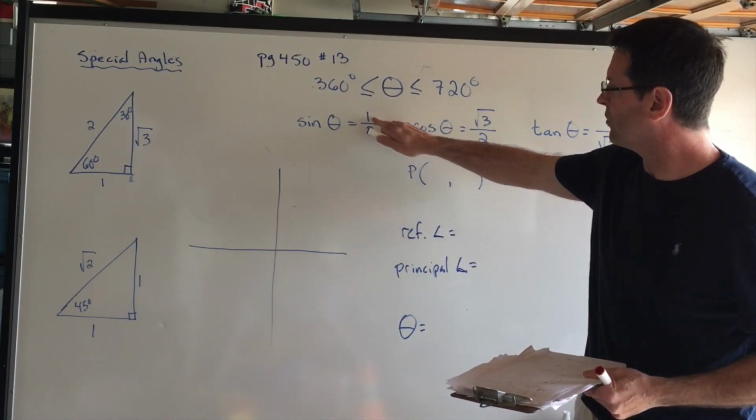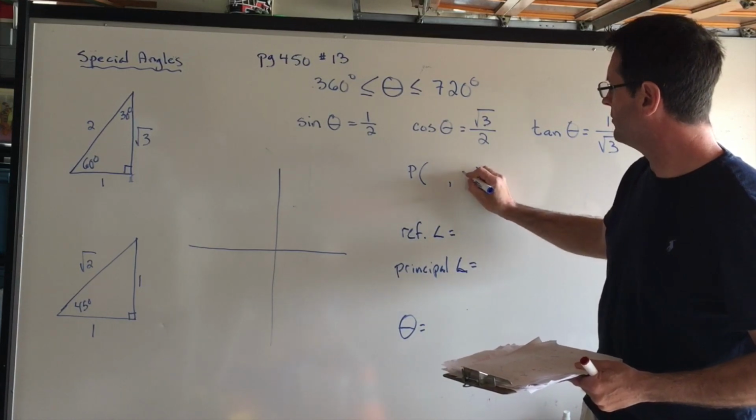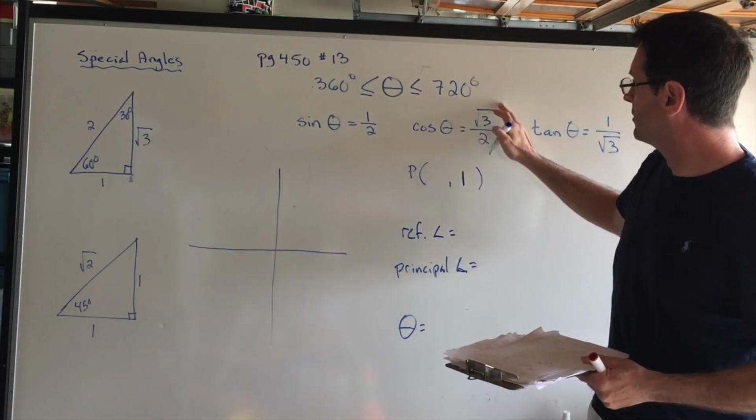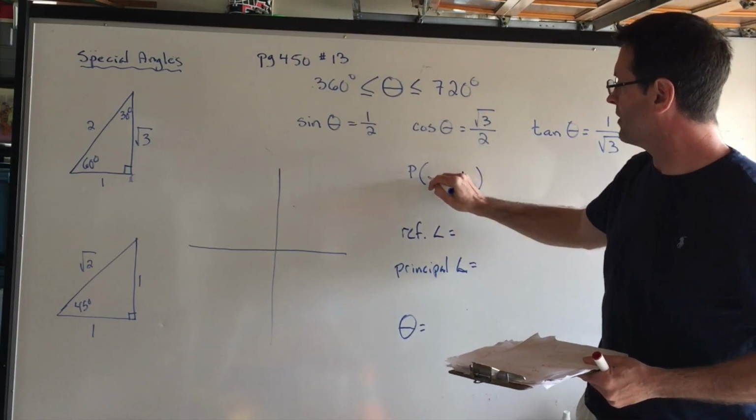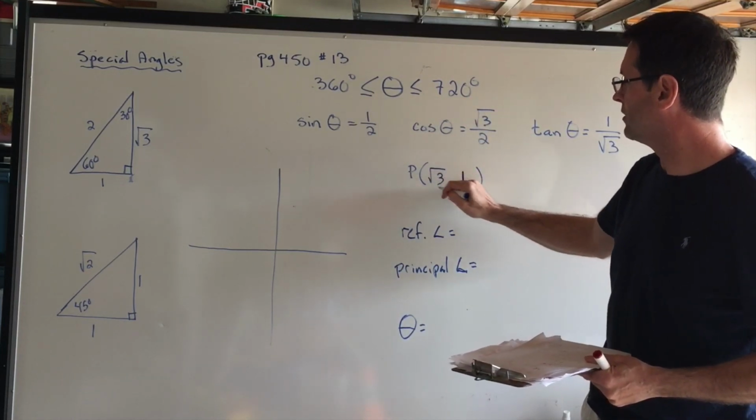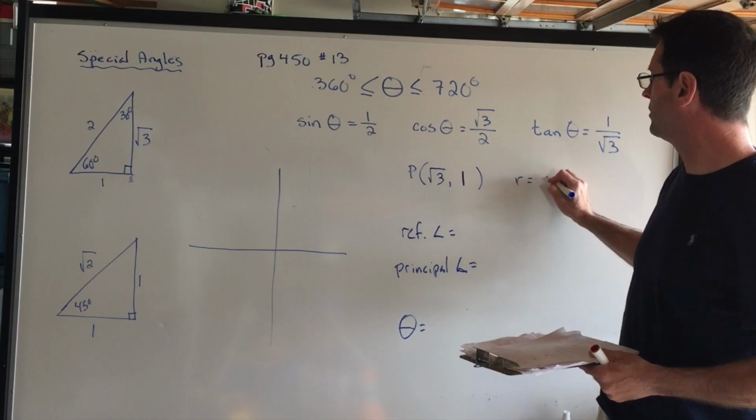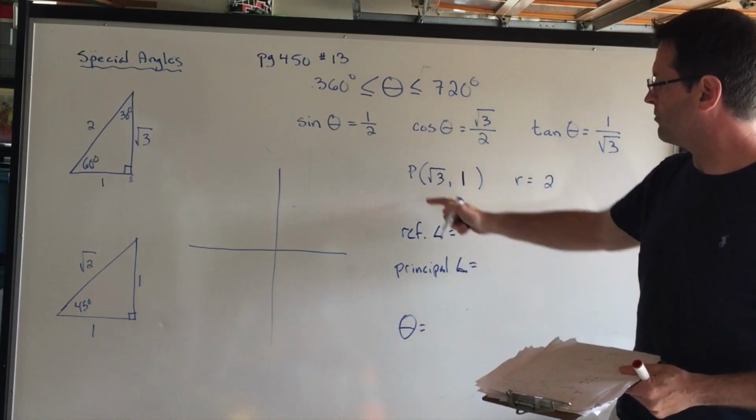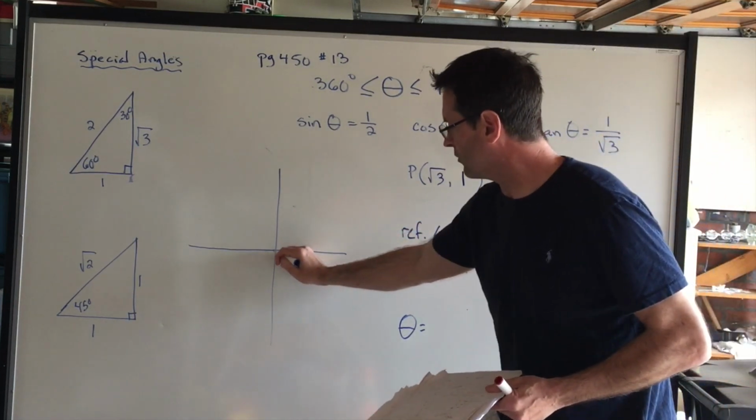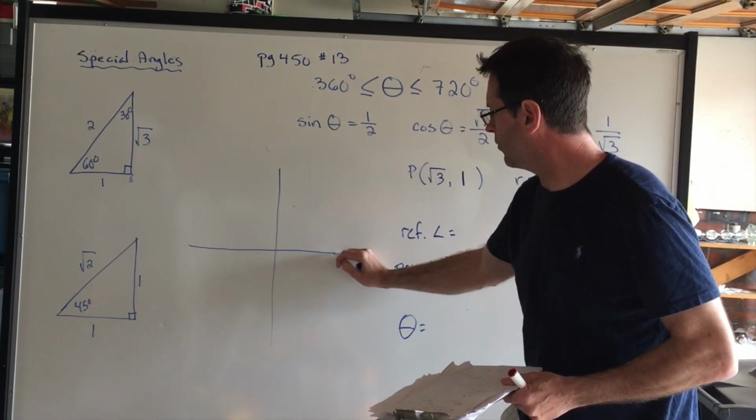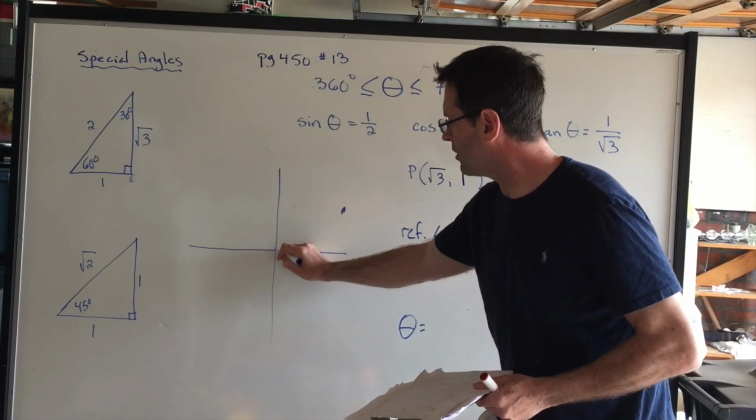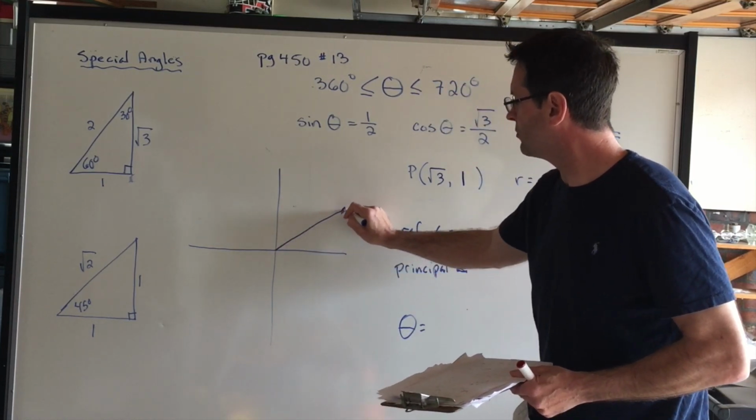Sine gives us the y coordinate of point P. The y coordinate of P has got to be 1. The cosine value, the x coordinate of point P, has to be √3. So we'll put it here. R is equal to 2. Now, where would this point be located? We'd have to travel √3 units to the right and 1 unit up. So right about there, and I'll draw a terminal arm, point P.